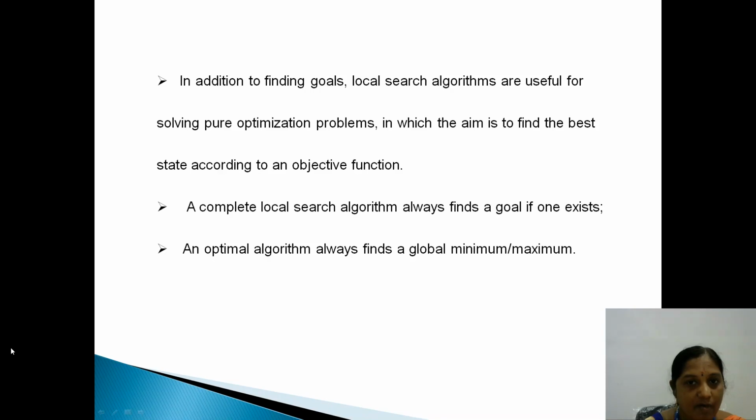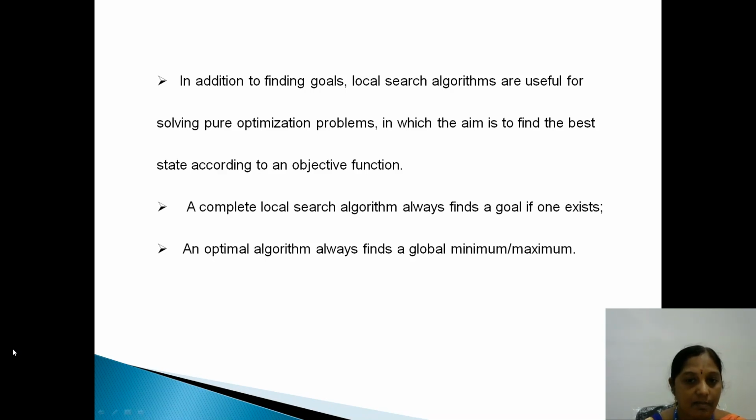The aim of a pure optimization problem is to find the best state according to the objective function. For every problem there is an objective function, and based upon the objective function we go to the goal state. In a pure optimization problem, each node gives a solution, so local search algorithms also work for it. A complete local search algorithm always finds a goal if one exists.